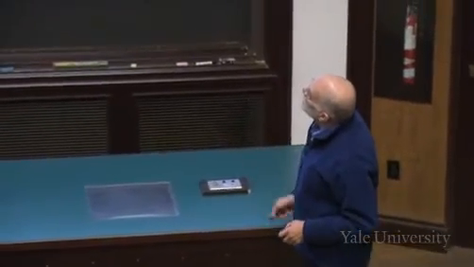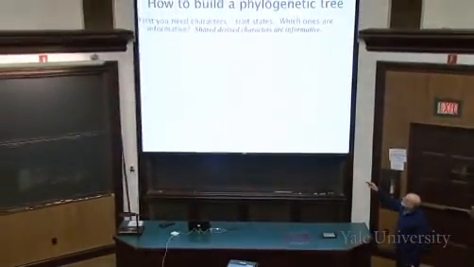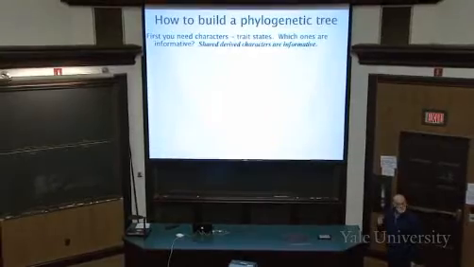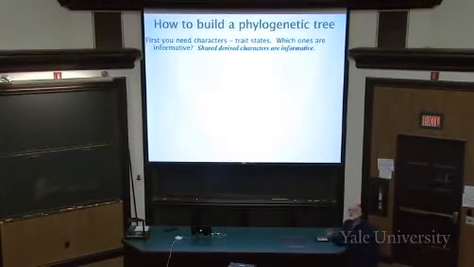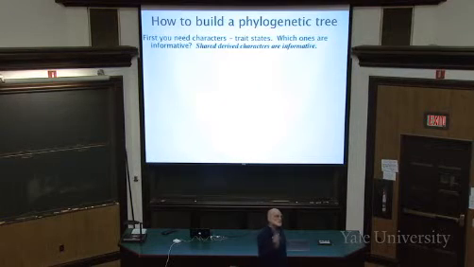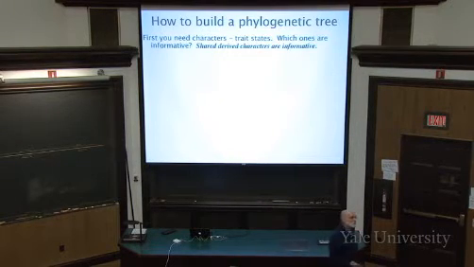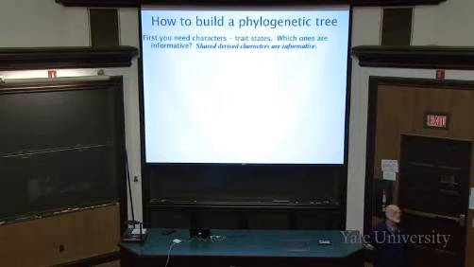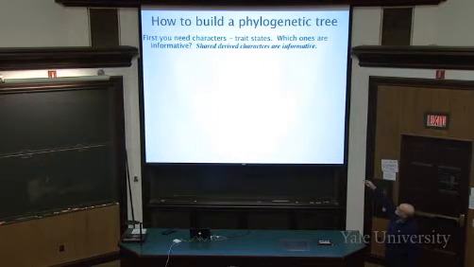So how do you get it? How do you build a phylogenetic tree? Well, this is an important point. You need to have some characters, so those are states of traits. They could be nucleotide sequences. It could be whether the thing has scales or fur. It could be whether it has a 3 or 4 chambered heart. It could be a lot of things. So you need characters, and they need to have different states.